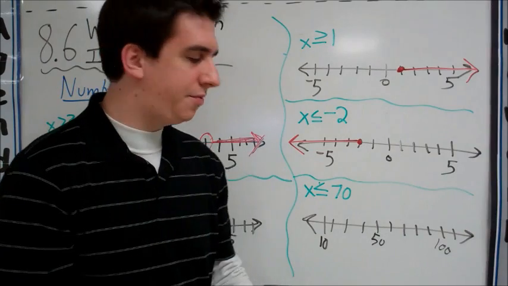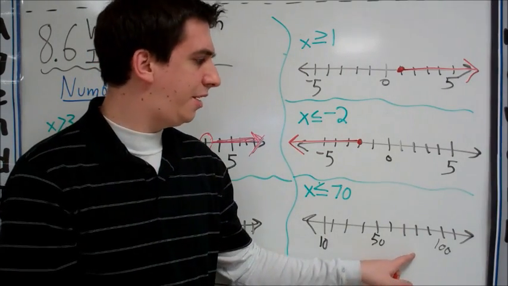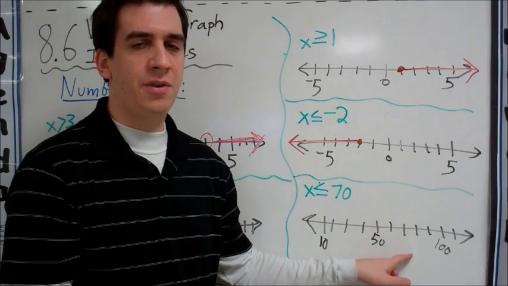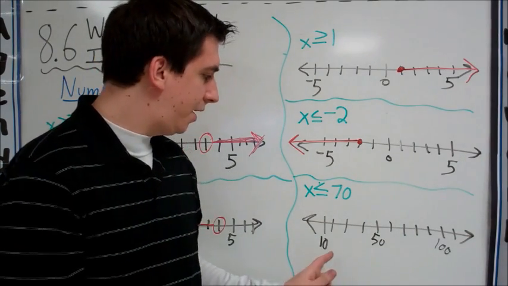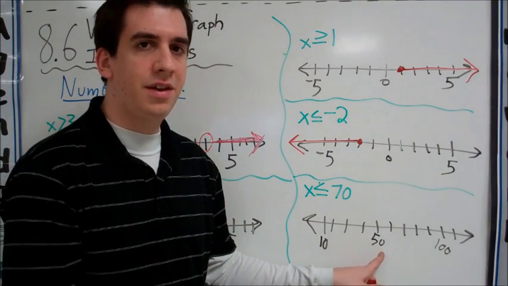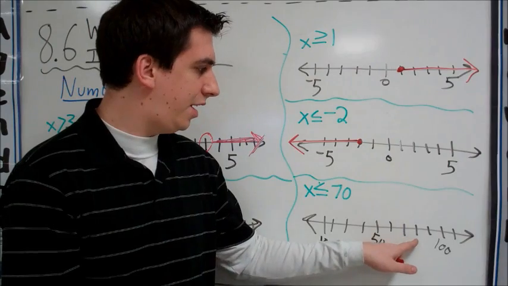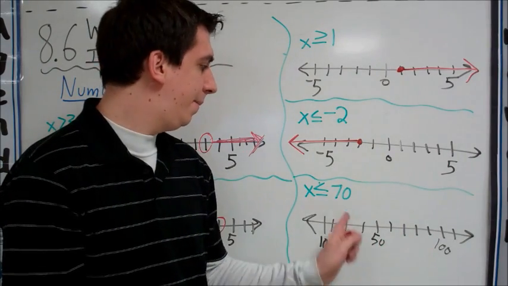In our final example, we have a different scale here for our number line. Always make sure that the number line that you're given has a scale that you can work with. Or if you make your own, that you can work with it properly. So here we're going by tens. 10, 20, 30, 40, 50. Okay, that makes sense. 60, 70, 80, 90, 100. Okay, so every dash is a 10.